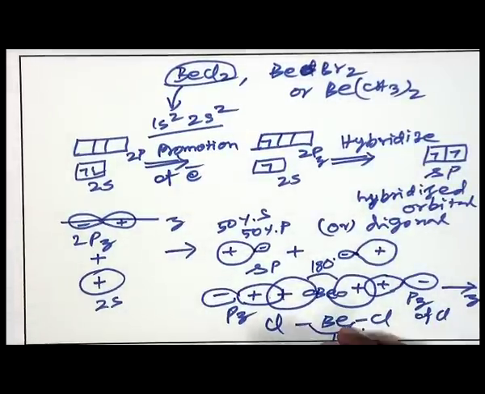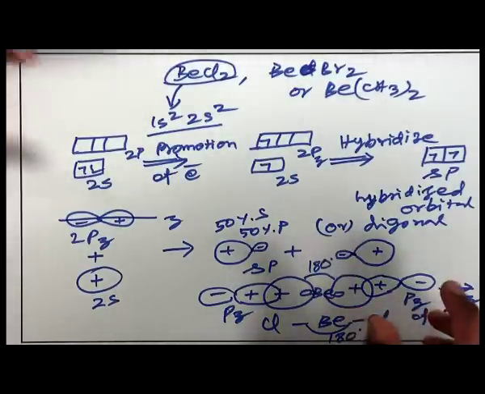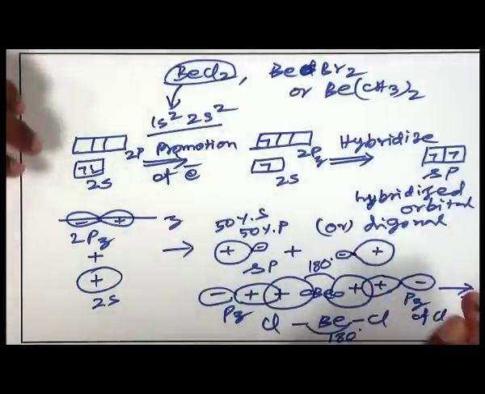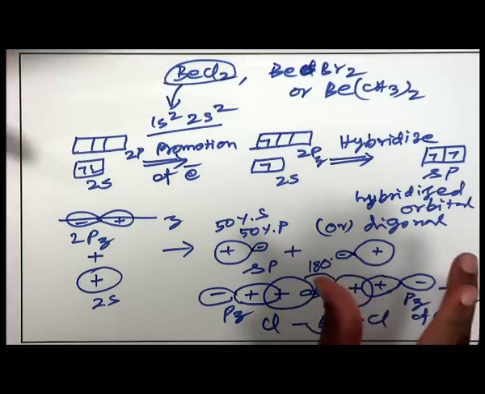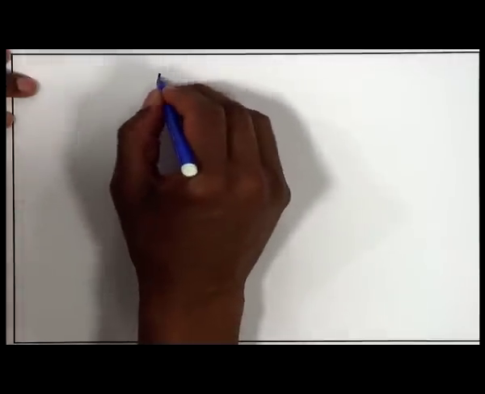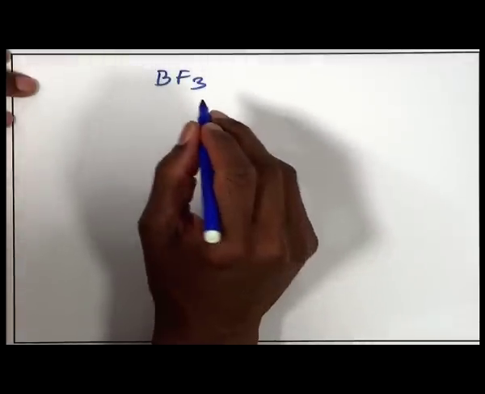So, you can understand very clearly that bonds are formed by overlap of atomic orbitals. If there are no suitable atomic orbitals available, then atomic orbitals combine to give the required number of hybridized orbitals, and then bond formation takes place. Now, another molecule we can see involves the third group element boron, which can form boron trifluoride.